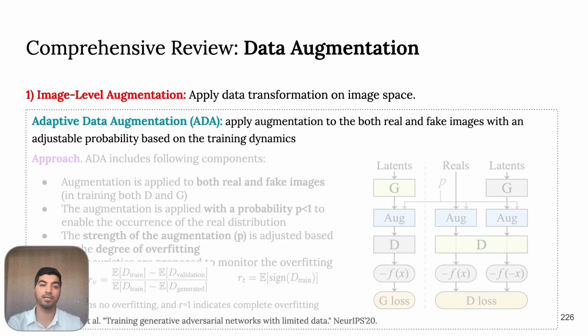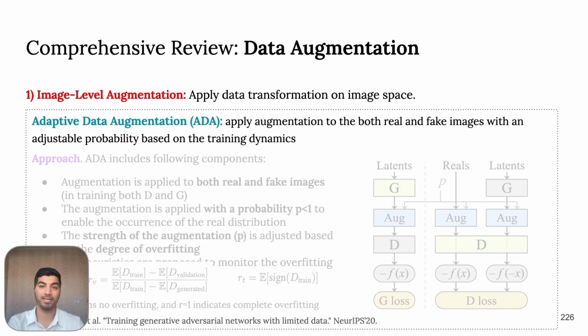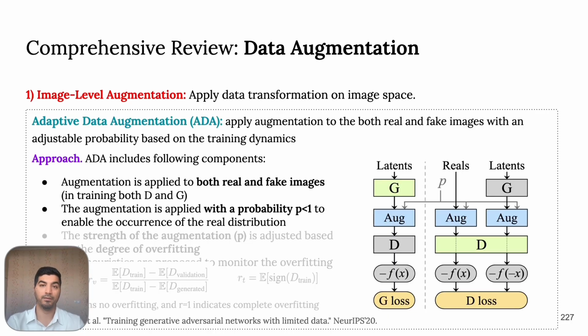First subcategory is image level augmentation, where the transformation is applied on image space. As an example, we have adaptive data augmentation, or ADA, in NeurIPS 2020, and they apply augmentation on both real and fake images with an adjustable probability based on the training dynamics. Their approach includes the following components.